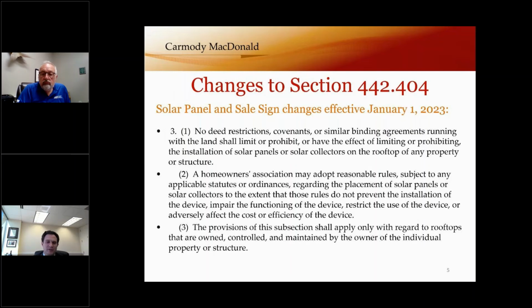I think we've been working on rules under this new statute for other communities we work with, and we suggest and recommend that if solar panels are an interest in your community, going ahead and getting a head start on that, getting a rule in place and providing a process for solar panels.